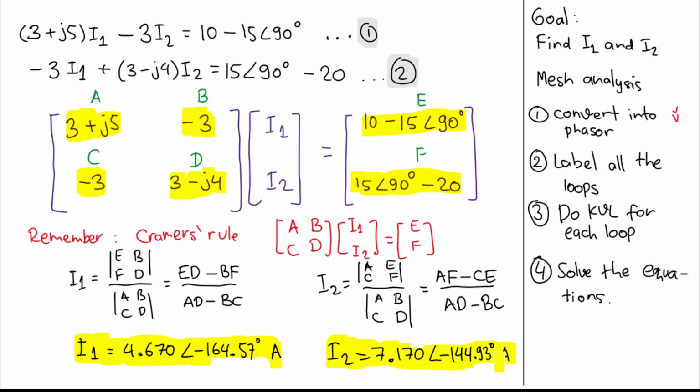Okay, hopefully I did not make any mistakes in my calculation, because this is a long calculation.